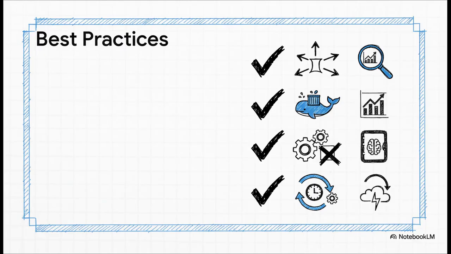Number 1, version everything. I don't just mean your code, I mean your data too. Use something like DVC. Number 2, use Docker to containerize your environments so they're always reproducible. And finally, automate, automate, automate. The whole point is to build a reliable pipeline and get your production work out of those manual notebooks.